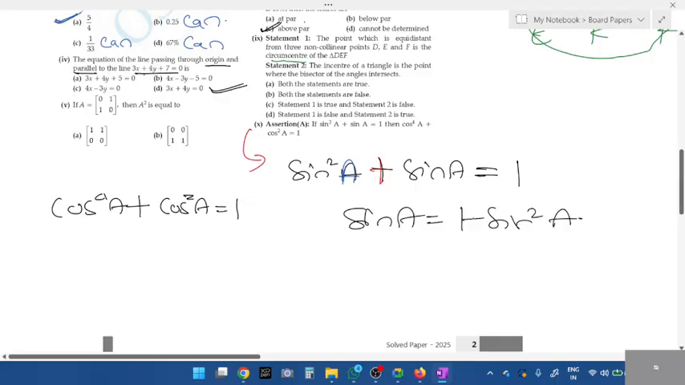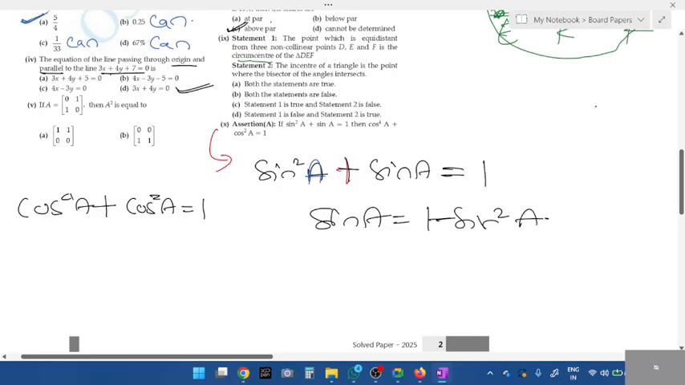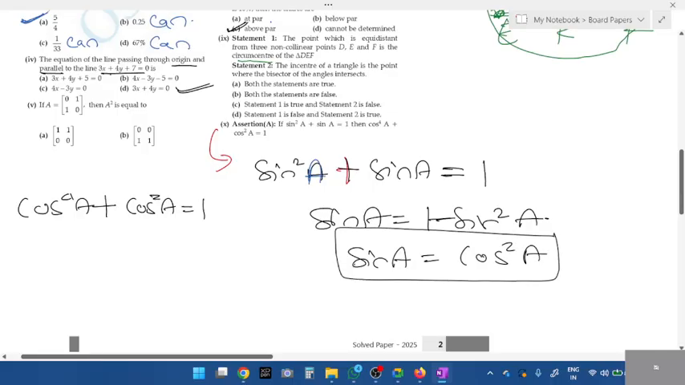What is 1 minus sin square A, students? When you use the sin square and cos square relation, what is 1 minus sin square A? Sin A is equal to cos square A. Take this and substitute here. What is common?